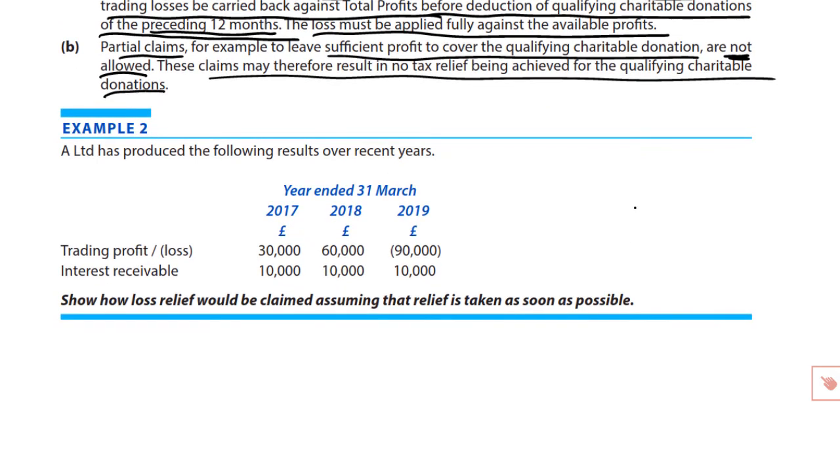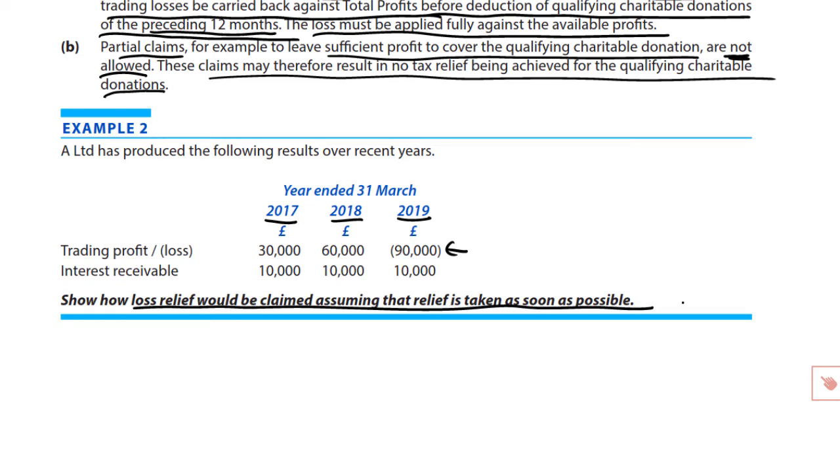Right, what have we got here, therefore, in example 2? And we'll just deal with this one to close this particular session. Right, A Limited has the following results over recent years. We've got 3 accounting periods there. All years end the 31st of March, 2017, 18 and 19, and 19 is the period of loss. Show how loss relief would be claimed, assuming that the relief is taken as soon as possible.